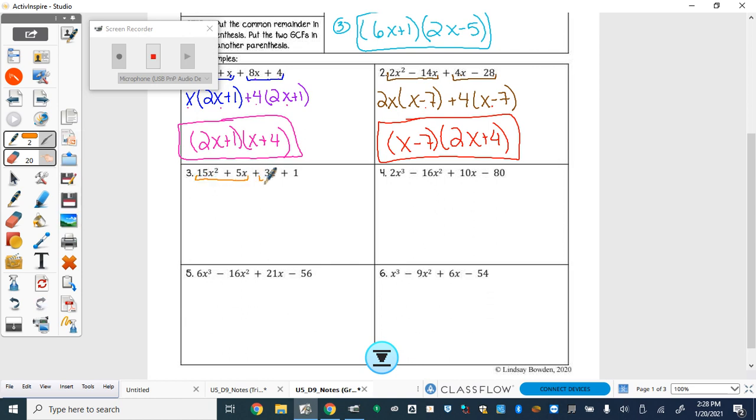Okay, next example. Grouping, group my first 2, group my last 2. GCF of my first 2 would be a 5x. Divide by that 5x, and I get 3x plus 1. Looking at my second 2 terms, that 3x and the 1, they really don't have anything in common other than the number 1. So that's what I'm going to use, and that's going to stay as 3x plus 1. So if there isn't a GCF from what you can find, it's going to be the number 1. So now my parentheses match. So my first factor is 3x plus 1. Second factor is 5x plus 1.